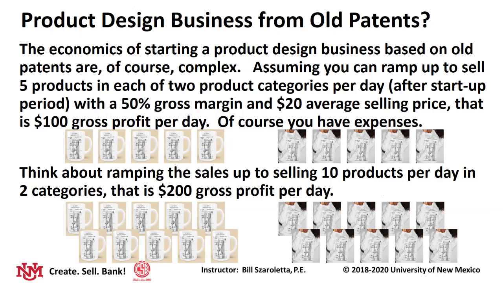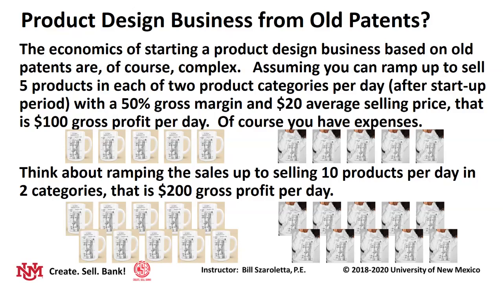Now, what's the economics of starting a product design business based on old patents? And it's complex. Like I said earlier, in an earlier module, nothing's simple. But assuming you can ramp up and you can sell 5 products in 2 product categories per day. Now, you've got, let's say, mugs and sweatshirts. And that's after you get through the startup period. And you've got a 50% gross margin and a $20 average selling price. That's $100 gross profit per day.